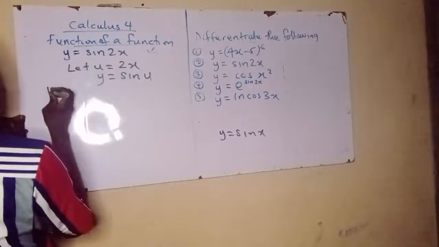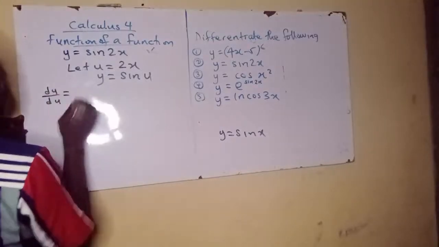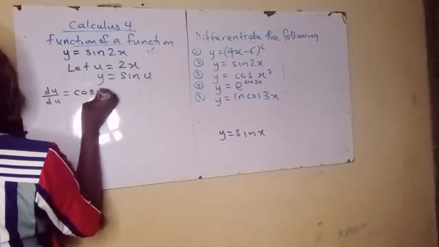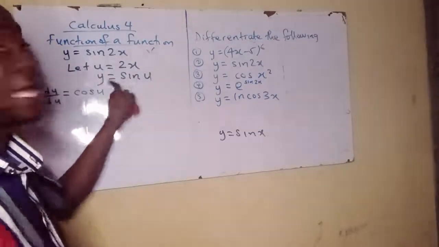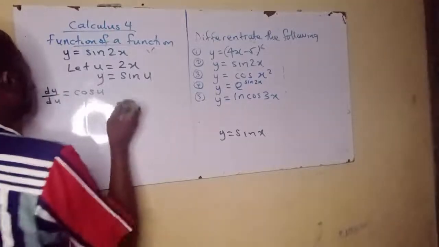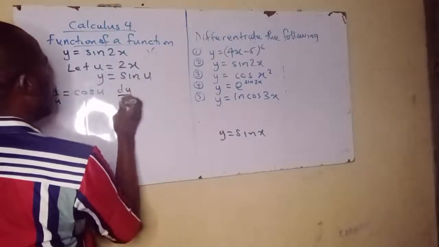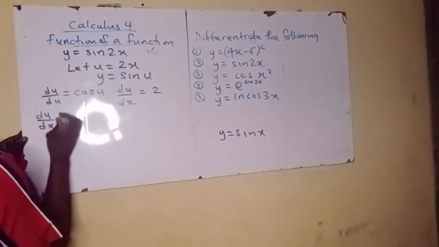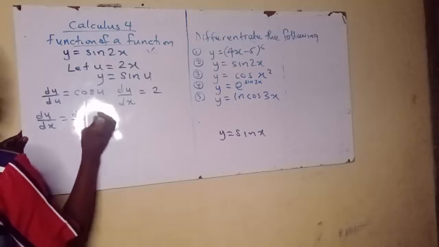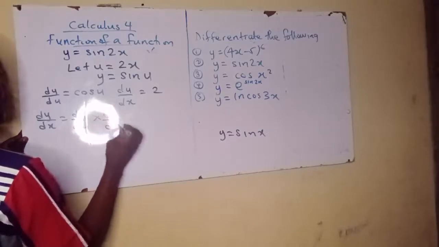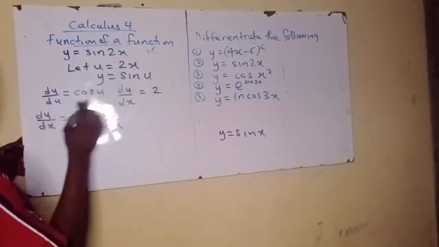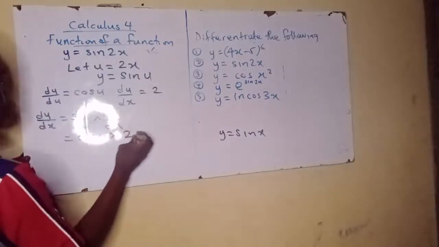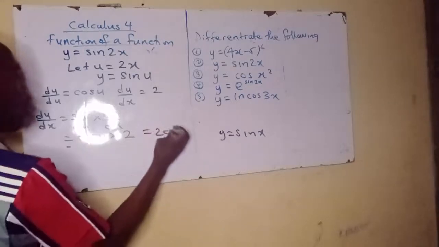Now dy du will be cos u, because I have differentiated y with respect to u. My du dx will be equals to 2. So therefore my dy dx will be equals to dy du times du dx. My dy du is cos u, my du dx is 2, so that will be equal to 2 cos u.